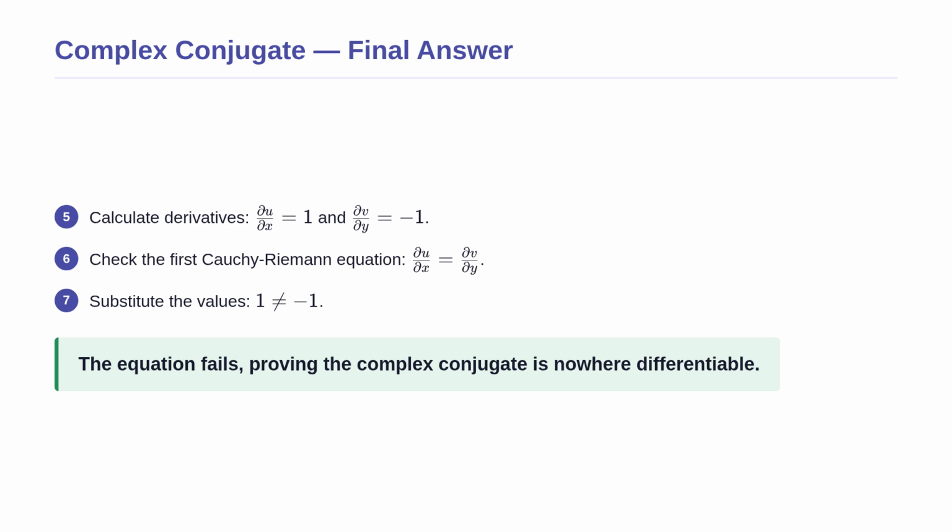The first Cauchy-Riemann equation requires that these two derivatives must be exactly equal. However, 1 does not equal negative 1. Because this fundamental equation fails, the complex conjugate function is not differentiable anywhere. This proves an important lesson. Visual simplicity does not guarantee complex differentiability.